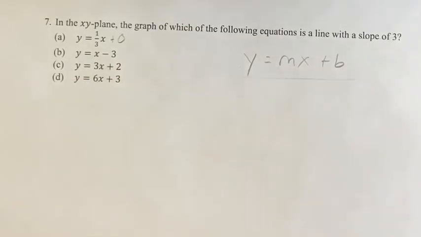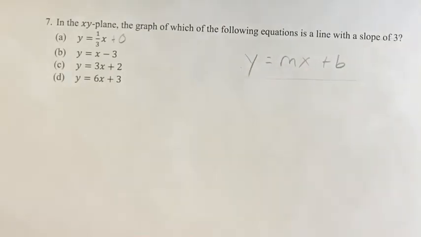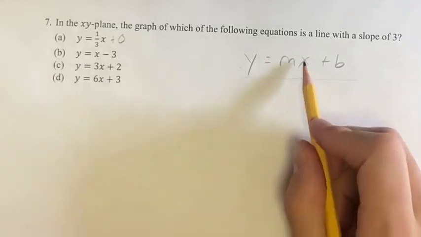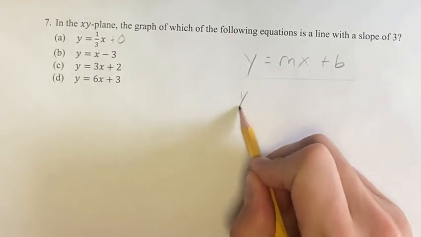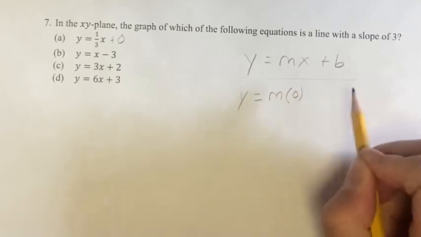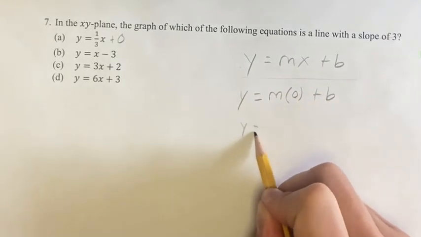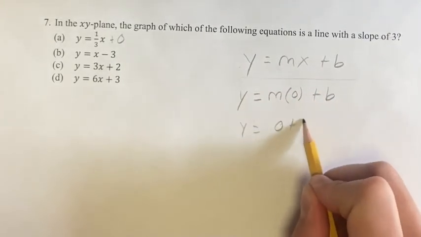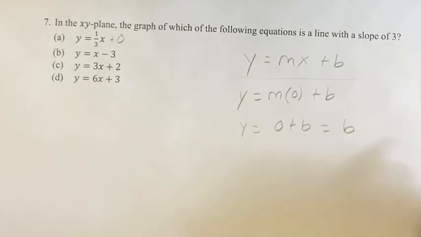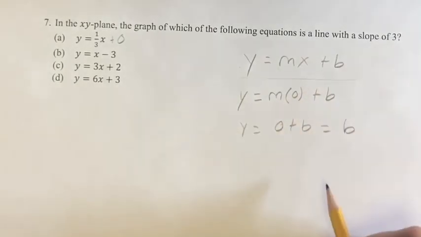So in these equations, what do m and b represent? Well, b is sort of the easier one to figure out. If x is equal to 0, then y is equal to m times 0 plus b. M times 0 is just 0, so 0 plus b. Therefore, y is equal to b. So b is the value of y when x is equal to 0. Therefore, b is the y-intercept.